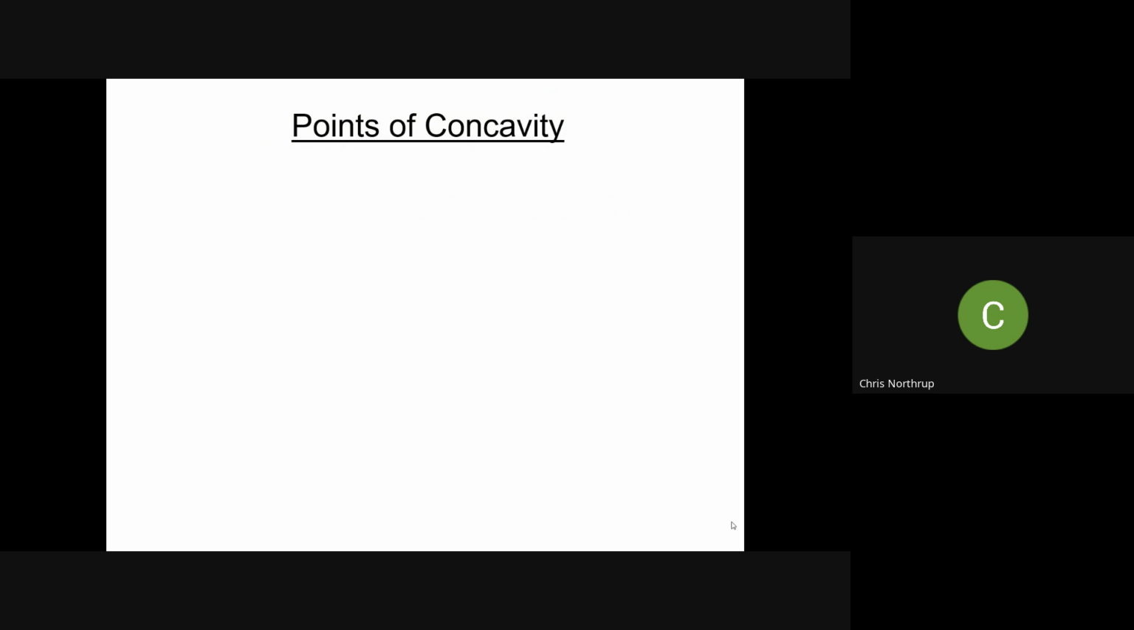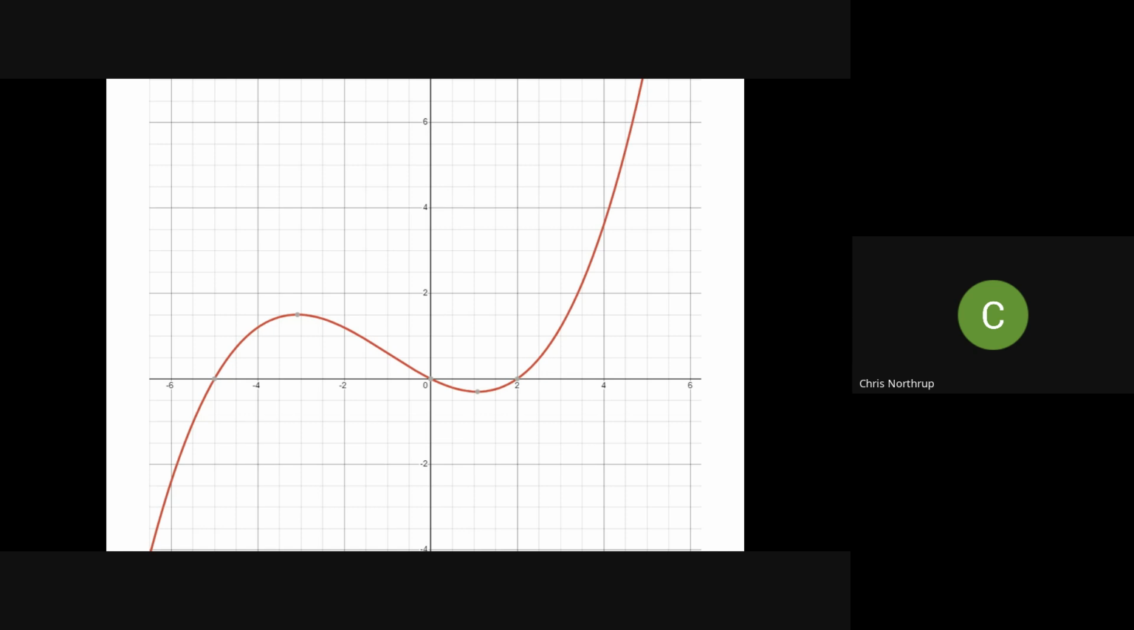All right, in this video, we're going to see how the second derivative is going to tell us some information about the graph of a function. This is going to help us figure out things called points of concavity. So to sort of show the motivation here, let's take a look at a nice smooth graph. This is the same one that we've been looking at for the past couple of videos.